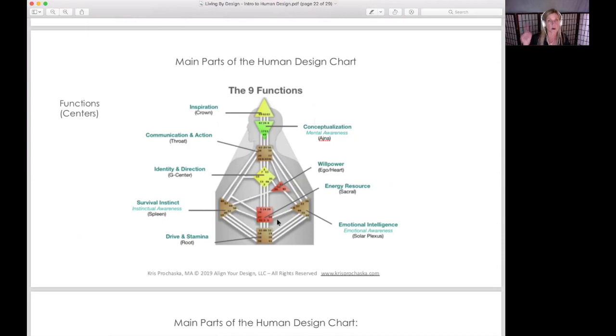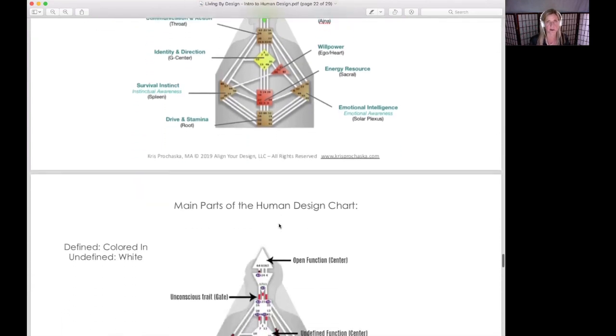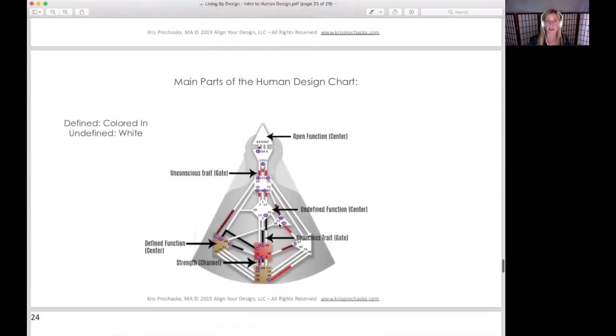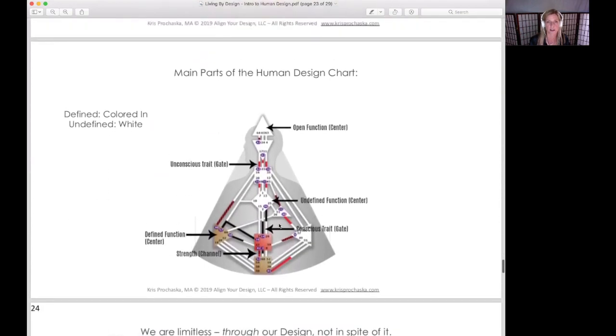I'm going to point you to where you can learn this. I just want you to know the names of them so that when you're following along with myself and my guests, that you can track what we're talking about. All right, here we go.